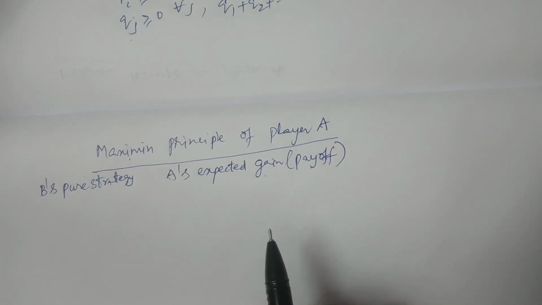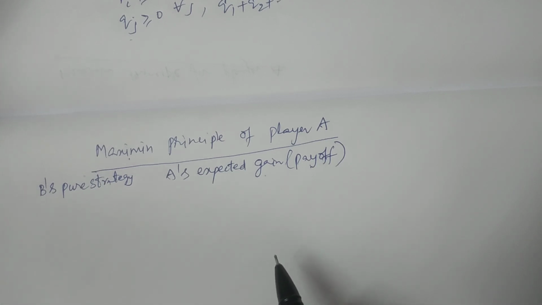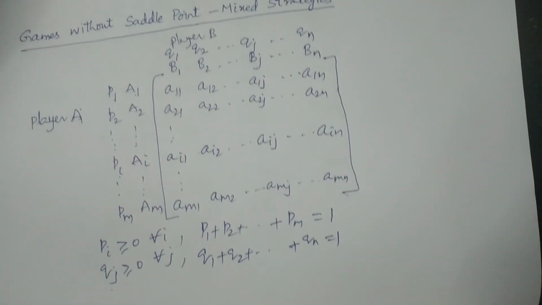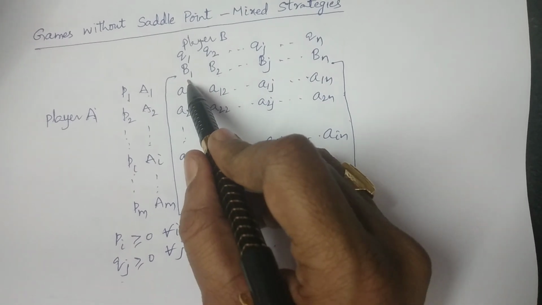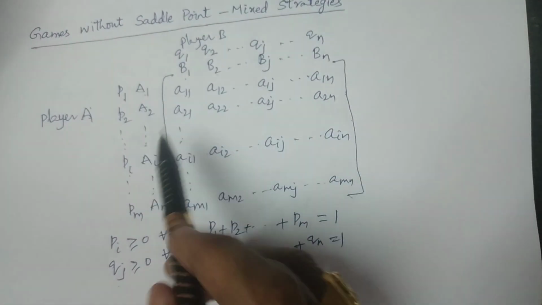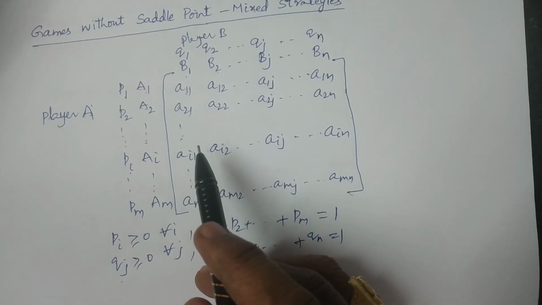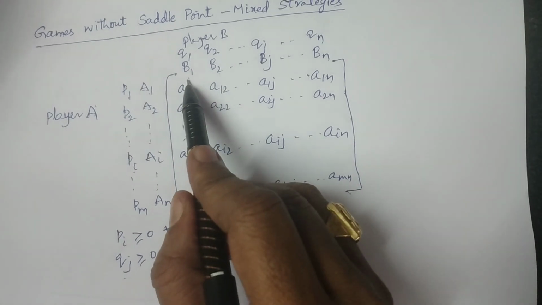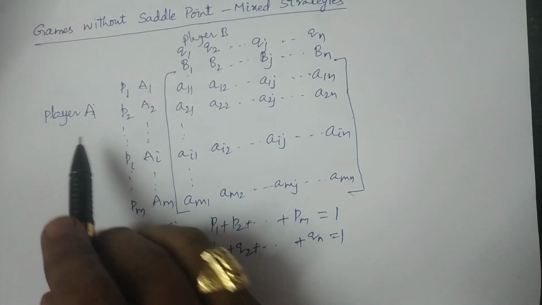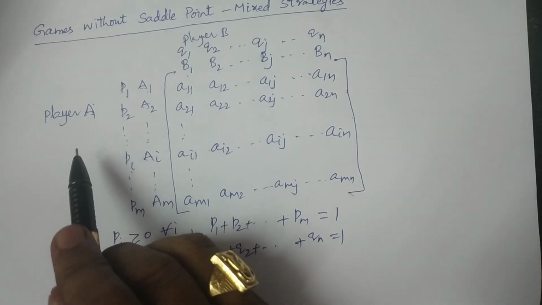what we have to consider is, if player B uses one particular strategy, then what would be the gain for player A, which will always be the minimum gain. Among the minimum gains, player A has to select the maximum, that is called the maximin value, which are called expected gains. Now I'll show in the table, that's very important. For example, if player B uses strategy B1, then what would be the expected gain for player A? We have to think in that direction.